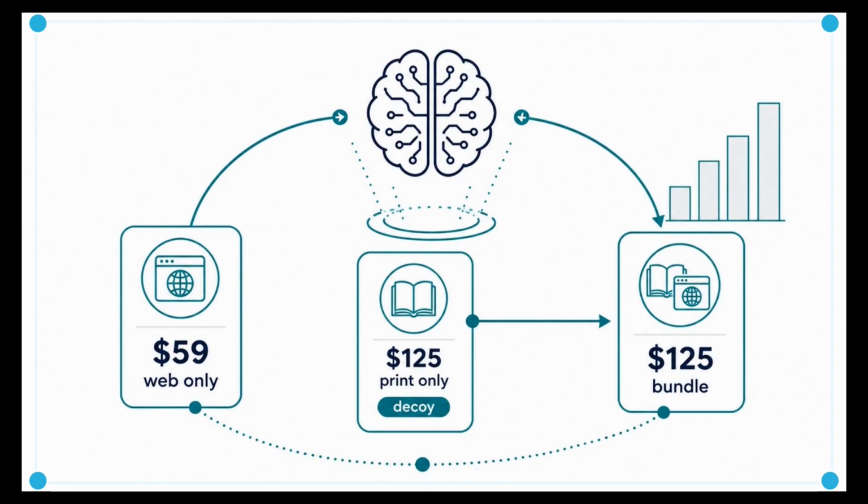So why is the print-only option even there if nobody picks it? Because its presence is critical. The decoy makes the $125 bundle look like an extraordinary deal compared to the $59 web-only option. The customer's brain immediately does the math. For the same price as the useless middle tier, I can get everything. The decoy does not need to be chosen. It only needs to be seen, because seeing it reshapes the perceived value of every other option on the page. That is the entire mechanism.